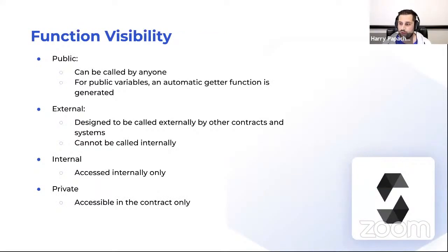So for those who are familiar with other programming languages, we've got visibility of functions as well. So public and private, pretty much how you'd think it is. Public can be called by anyone, private is accessible in the contract only. We've got these 2 other ones: external, which is like public, but it's designed to be called externally by other contracts and systems only and not internally. And we've got internal, which can be called from within the current contract or any other contracts that derive from it, whereas with private, it's not accessible from derived contracts.